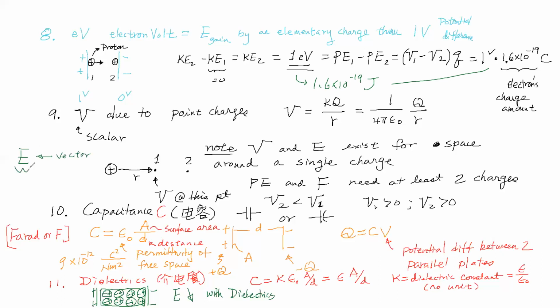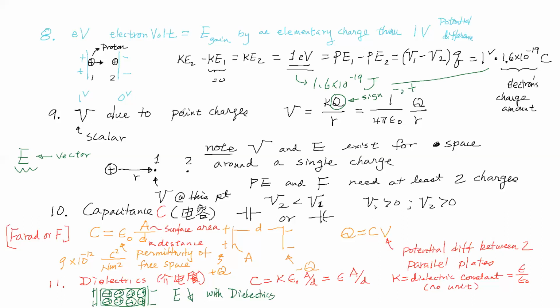So when you handle E, you have to handle it like a vector. When you handle V, you have to handle it like a scalar. And this V has the Q in there. This Q, you must use the sign correctly. So if you have a negative charge, you have to use minus. If you have a positive charge, you must use plus.